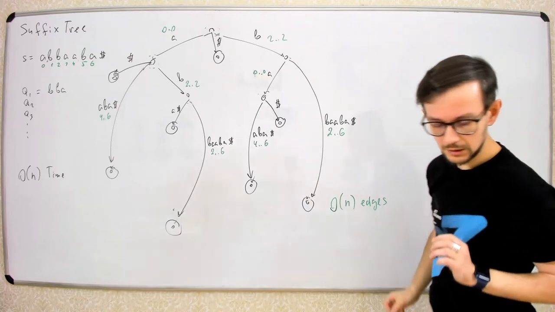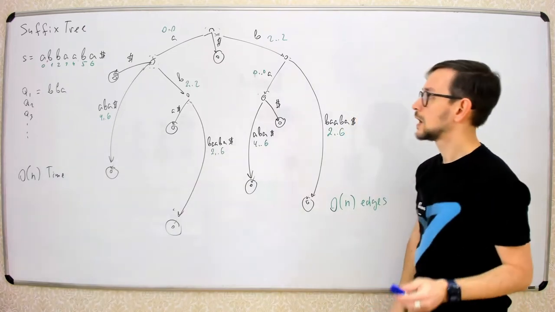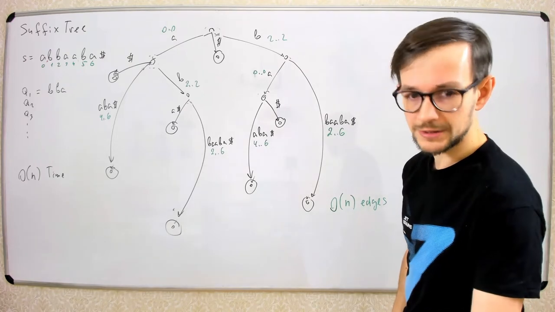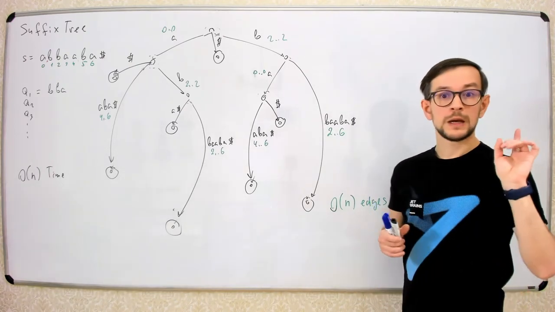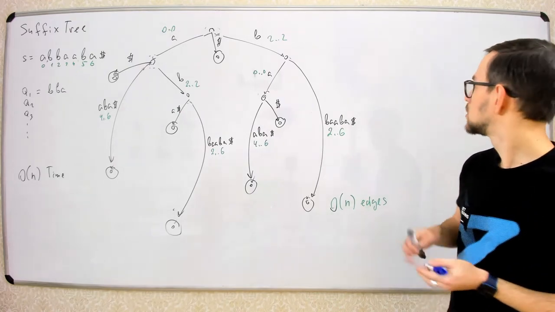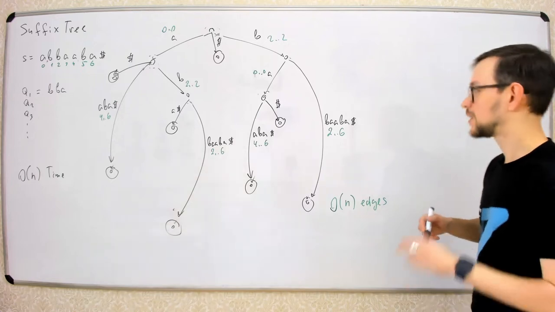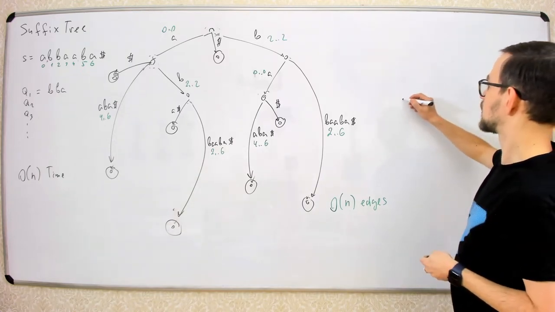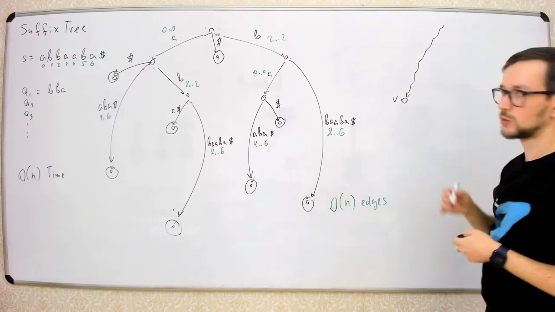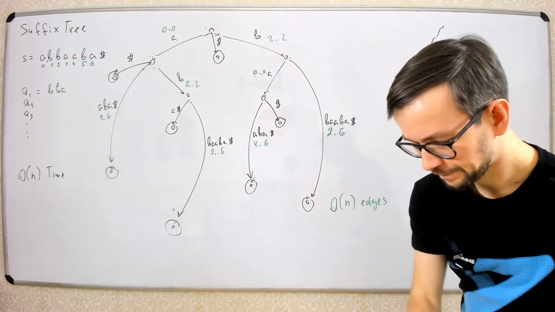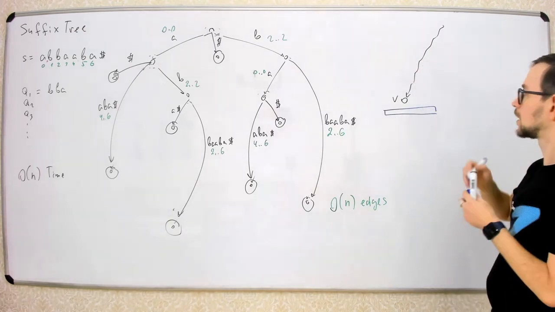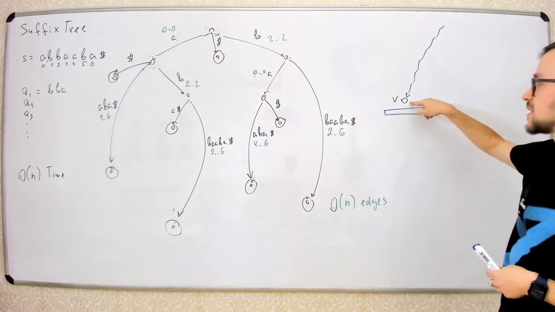Cool. Now, the next thing we need to build is suffix links. Again, like in Ukkonen algorithm. Now we need to make suffix links, like in Ukkonen algorithm. So again, let me remind you. What's going on in Ukkonen algorithm? We have a node, let's say node V. And for each node, we have this string corresponding to this node. So for every node, we need to make a suffix link.